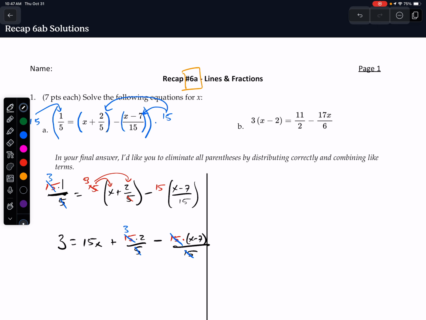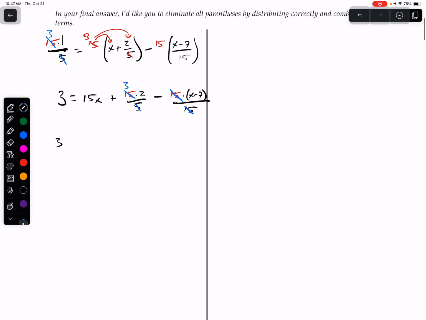Now, the tricky part comes next. I get 3 equals 15x plus 6, and then it's minus x minus 7, like that, but I have to remember this because I'm subtracting x and I'm subtracting negative 7. So what happens there is I get 3 equals 15x plus 6, and then it's minus x plus 7. So this is the key part that tripped most people up.